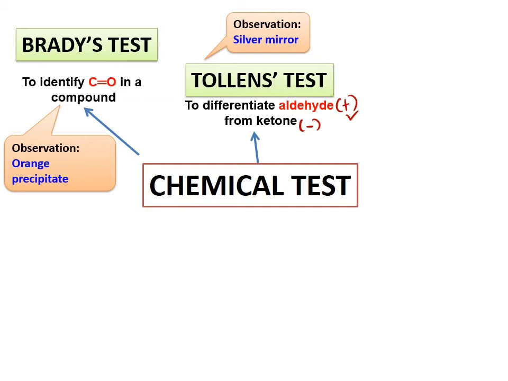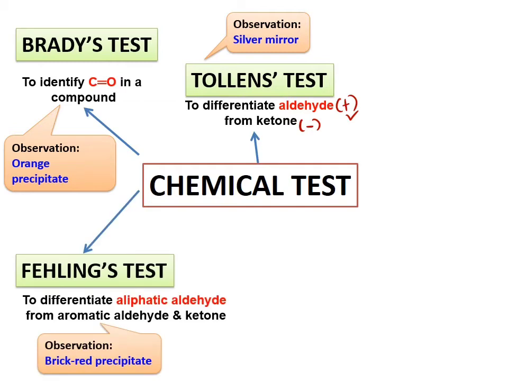For ketone, no silver mirror forms. Next, if you want to differentiate aliphatic aldehyde from aromatic aldehyde and ketone, aliphatic aldehyde will give a positive result, but aromatic aldehyde will give a negative result, and so will ketone. Aliphatic aldehyde, which one? Aliphatic aldehyde is one that has no benzene ring.